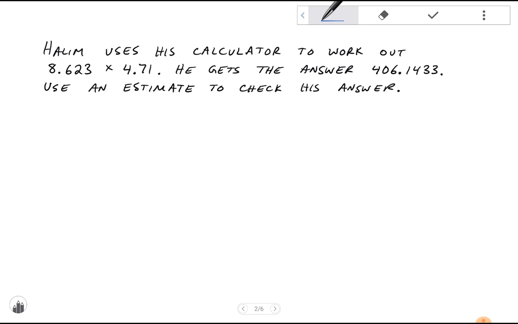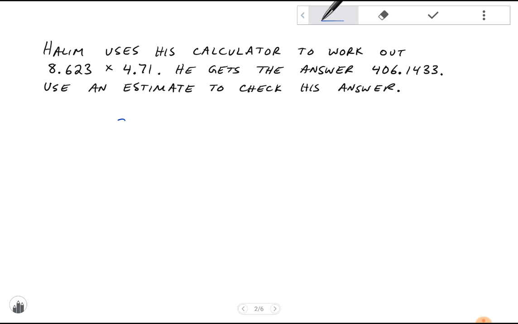For instance, let's say Halim did this already. He uses his calculator to work out 8.623 times 4.71. He gets the answer 406.1433. Let's use an estimate to check his answer. Okay, so we don't want to know exactly what it is, otherwise we would just be punching it into a calculator. What we're going to do is estimate and then see if his answer is in the right ballpark. So is he close with this value?